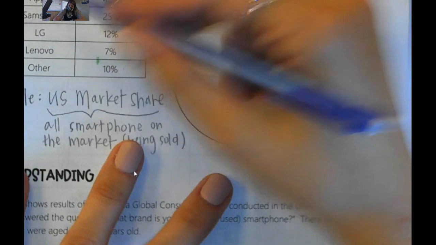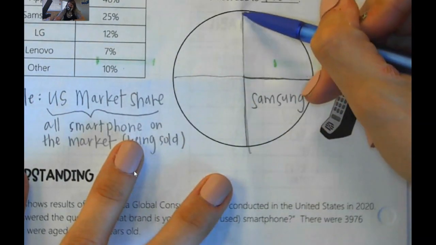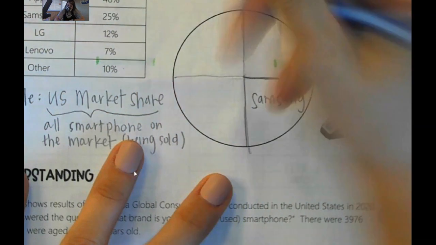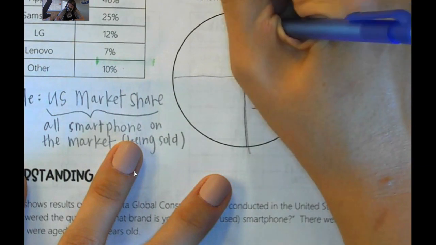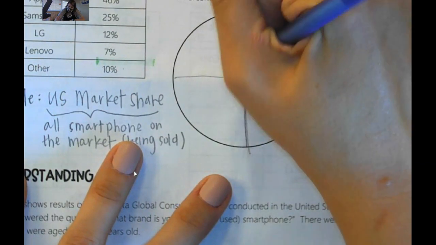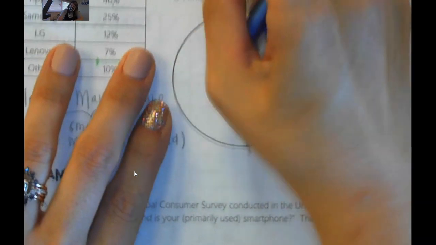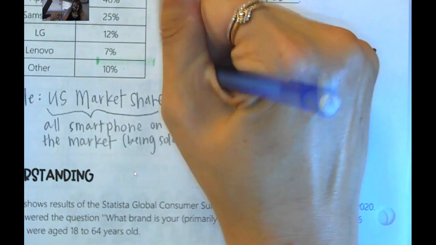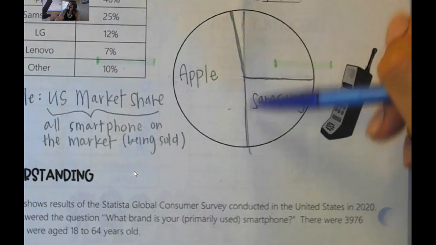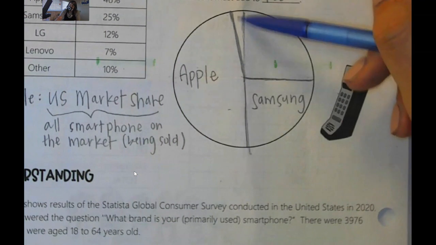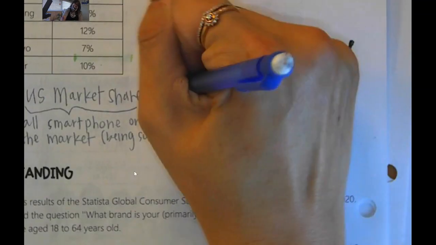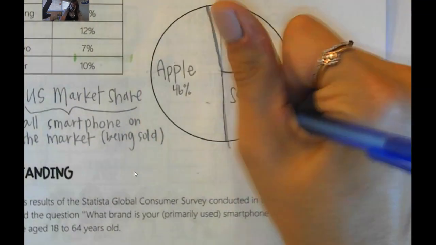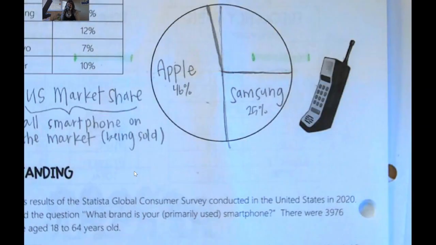Next up is Apple at 46%. So this half here would be 50%. So I'm just going to take a baby chunk out of that. And now this whole left-hand side is Apple. So I knew that halfway was 50. I just take a little chunk out right here, and that would be 46. You can put the percent in the slice if you want. You don't have to.